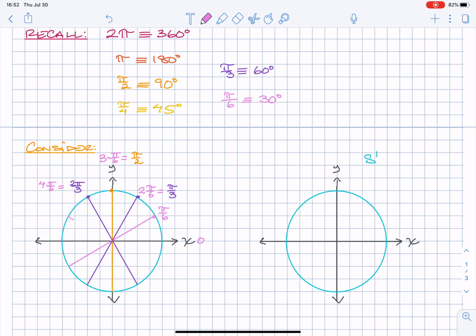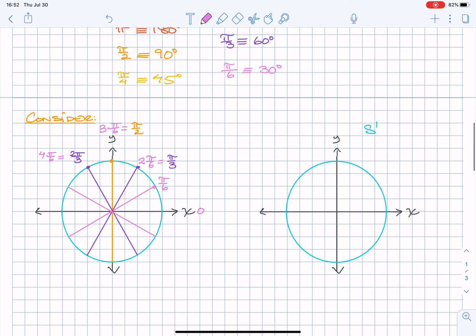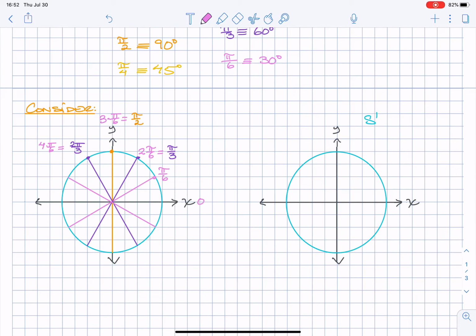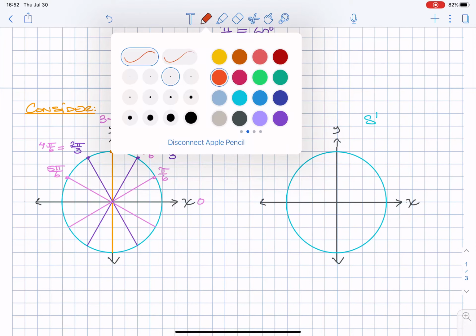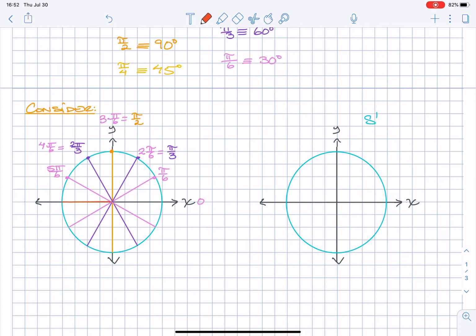Okay, now let's go to 5 times pi over 6, which is just 5 pi over 6. So there's nothing I can do there. That does not reduce. Now let's go to 180 degrees away, so that's 6 pi over 6.